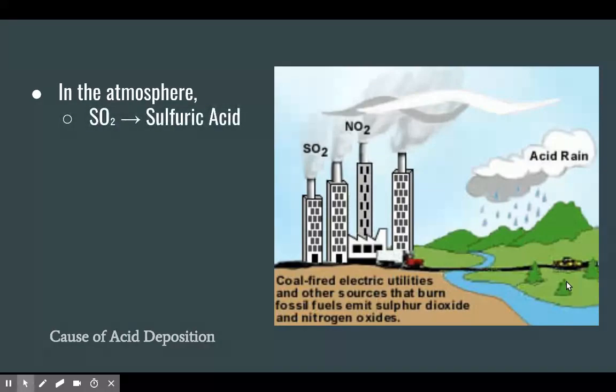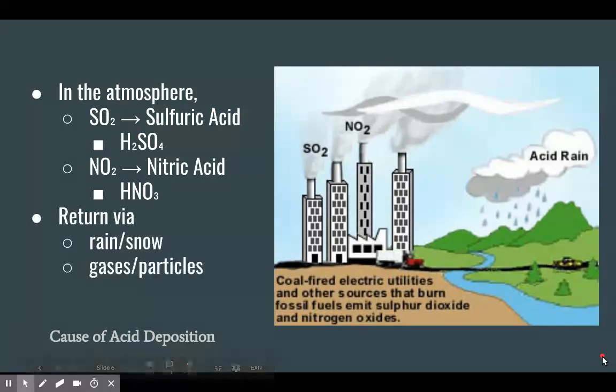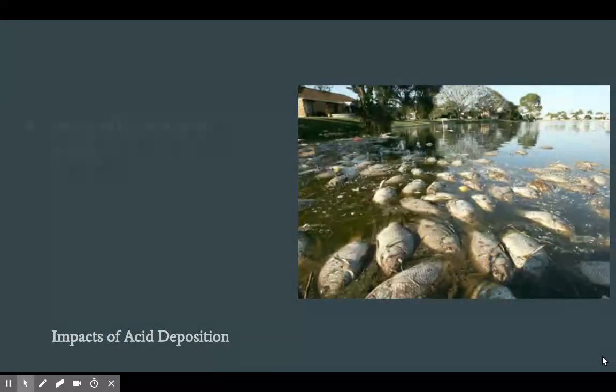What happens in the atmosphere is that SO2 turns into sulfuric acid and NO2 turns into nitric acid, and that's what makes it so toxic to the environment. Those will return either through rain or gas particles landing in a different place. So what are the impacts? What happens when we see lower pH in bodies of water?